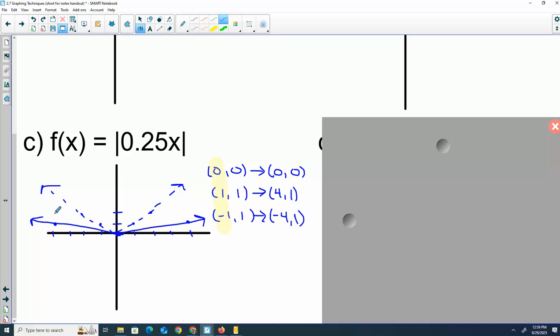Questions on our stretching and shrinking? Are you always dividing by the number at the top? If it's inside, inside changes x, and it does the opposite. So if it's multiplying, you divide. Outside changes the y value, and it does what it says. So if it says you're multiplying by 4 on the outside, you multiply by 4. Inside is the opposite.